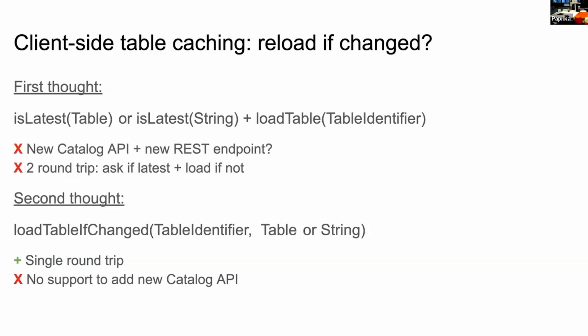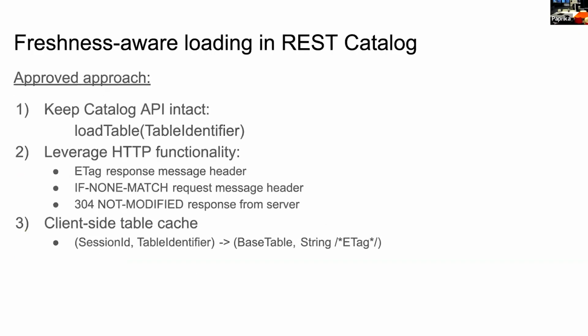So the problem with this is that in case you have a query engine like Impala, Spark, whatever, it calls the load table API. So it's a change in every query engine so that you can use this more optimized way of reloading tables. And in fact, the third approach was the one that was approved by the community. So the idea here was to keep the catalog API intact. So let's leave the load table as it is. Don't introduce new ones, and hide everything underneath this load table call.